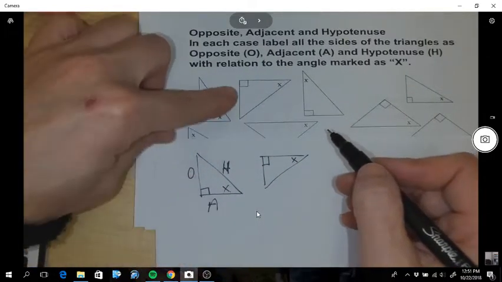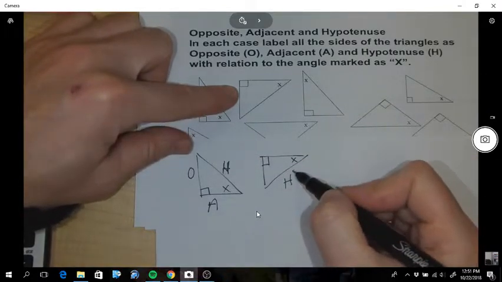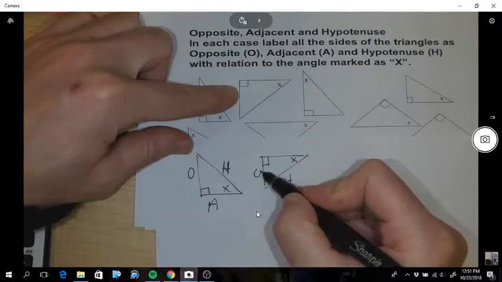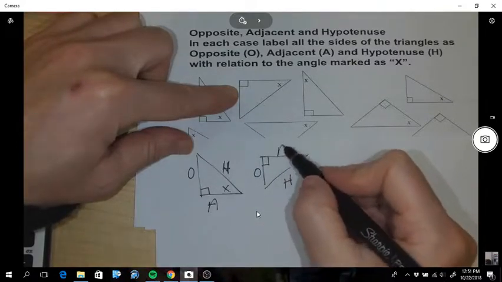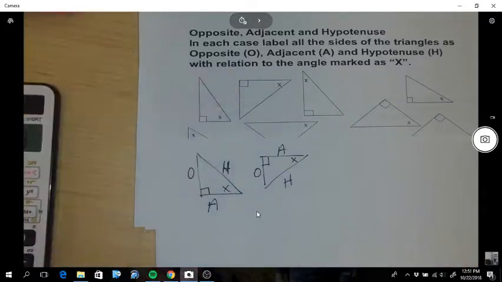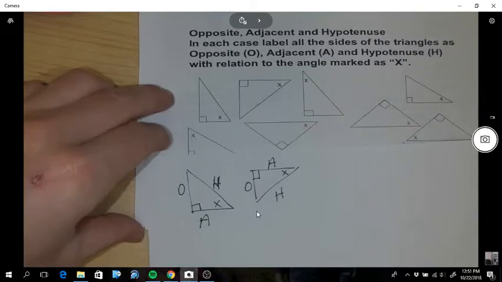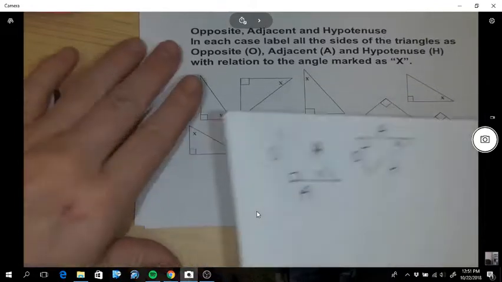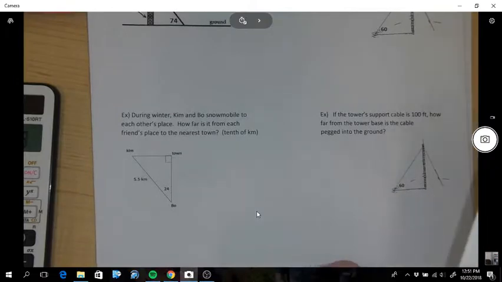So in this second triangle, I always do my H first, across the right. Now I go across from the angle, so that's an opposite, and then right beside the angle is my adjacent. So understanding where the opposite, adjacent, and hypotenuse are in every triangle. Okay, let's look at these examples here.